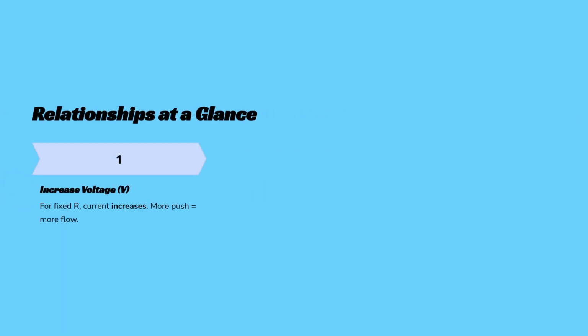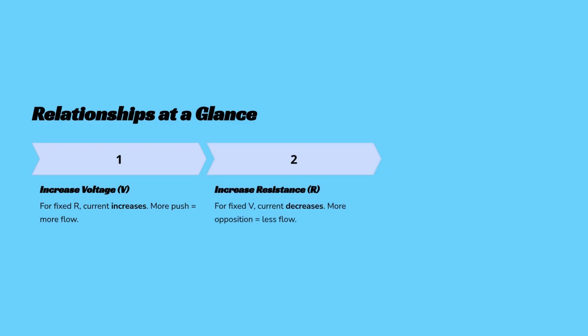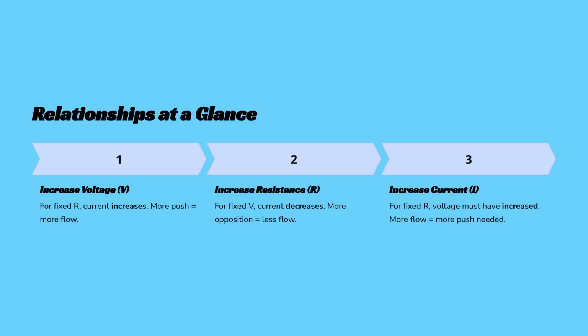Keep these relationships in mind. Increasing voltage increases current. Increasing resistance decreases current. If current increases for a fixed resistance, it implies the voltage applied must have also increased.